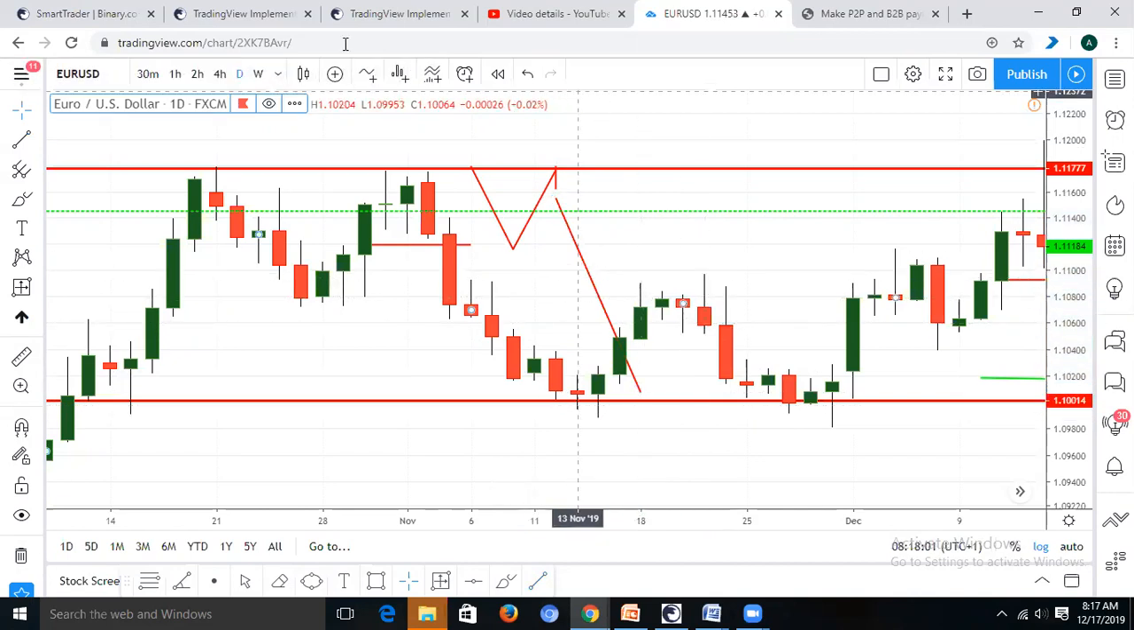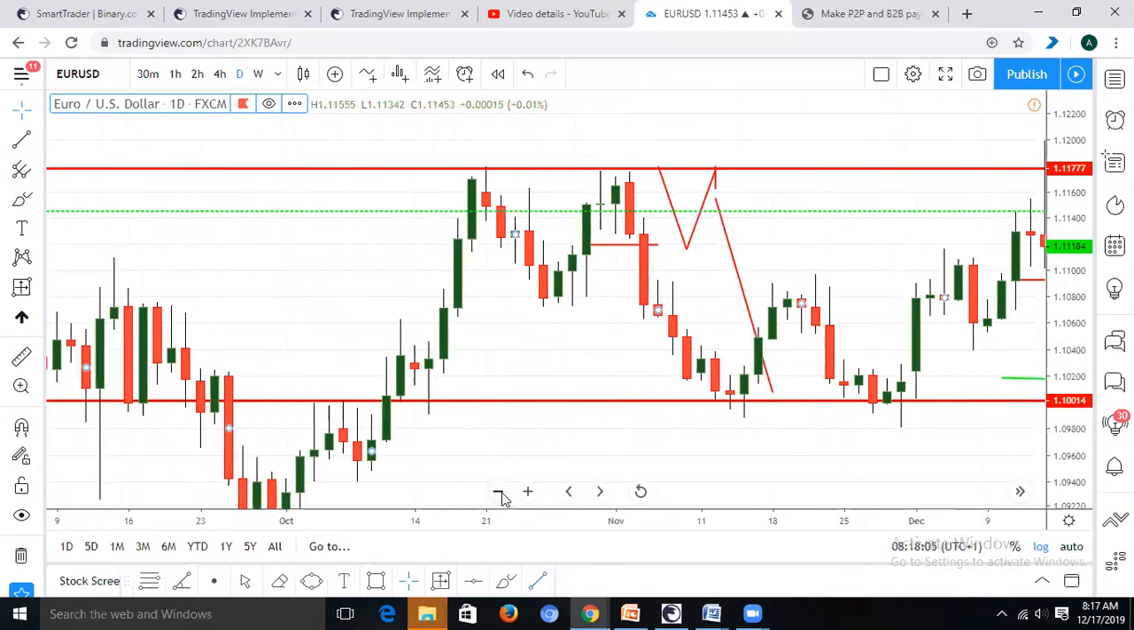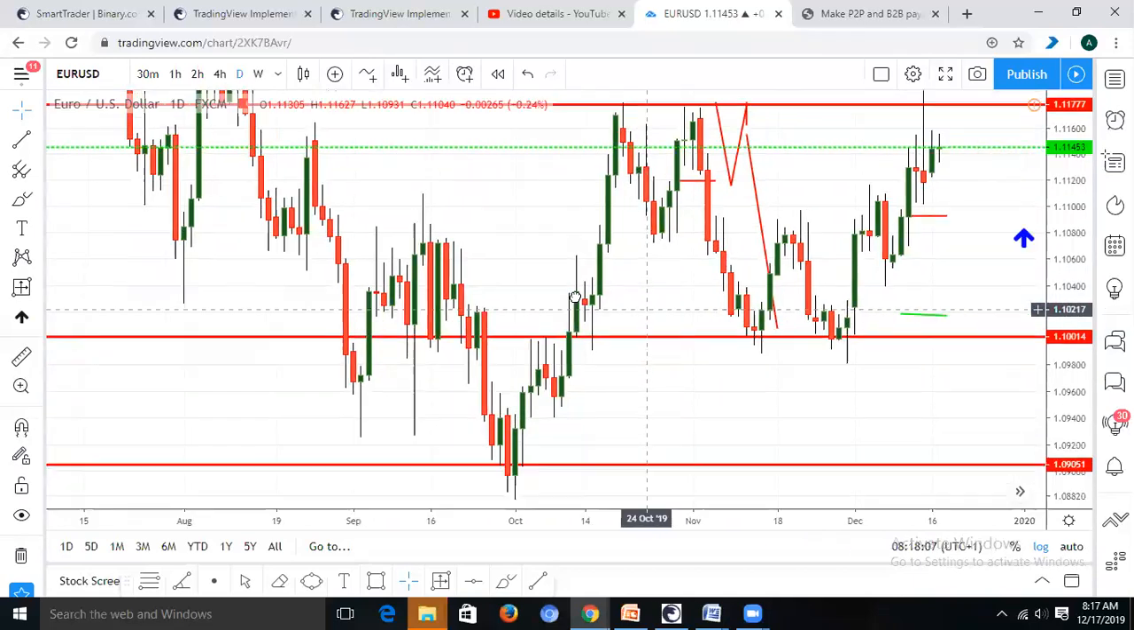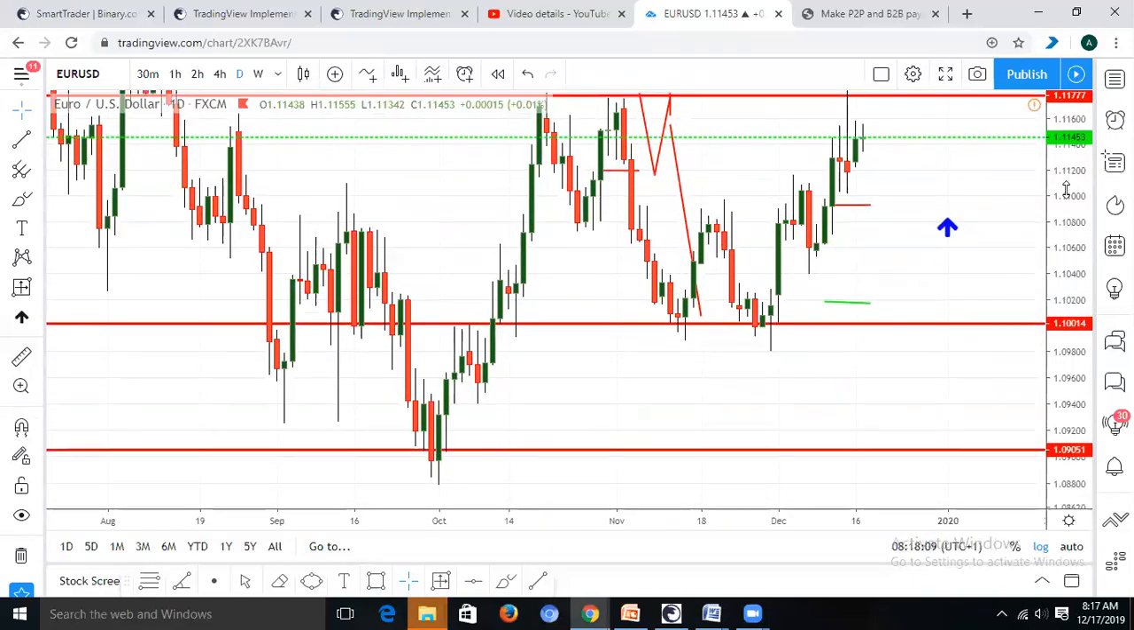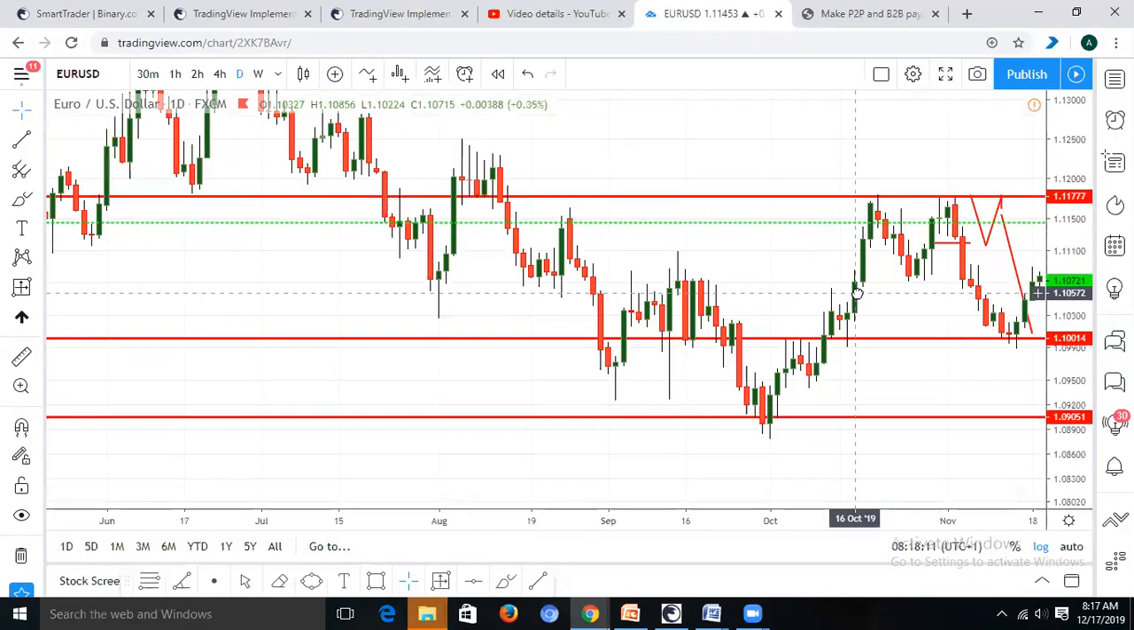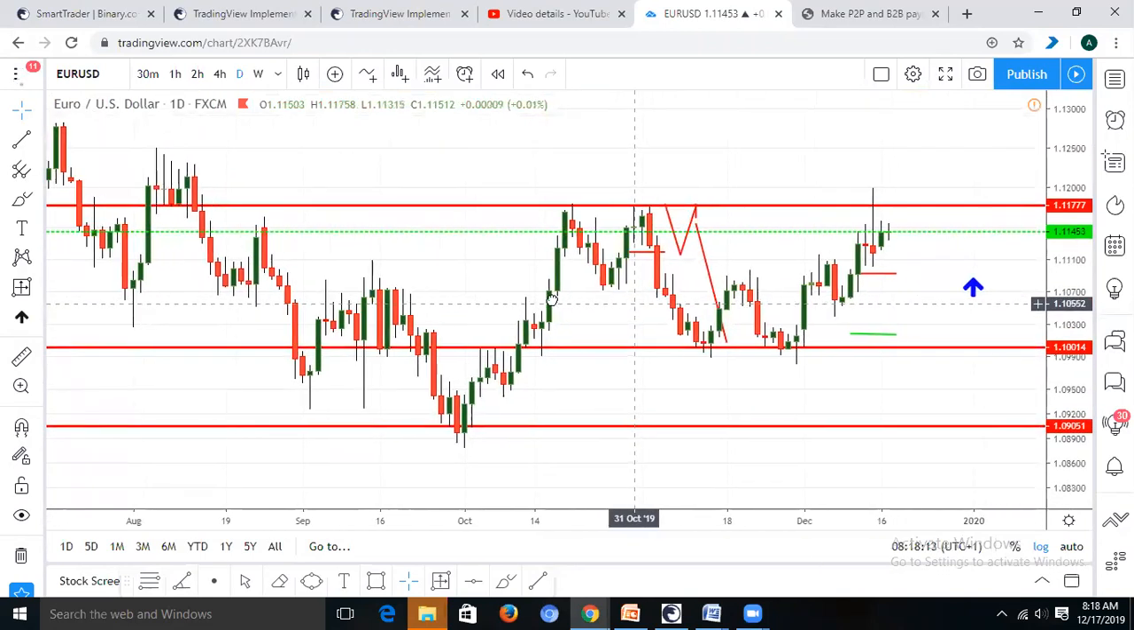So the key is to learn how to draw these things, but don't draw with a smaller time frame. Use higher time frames to draw your zones.